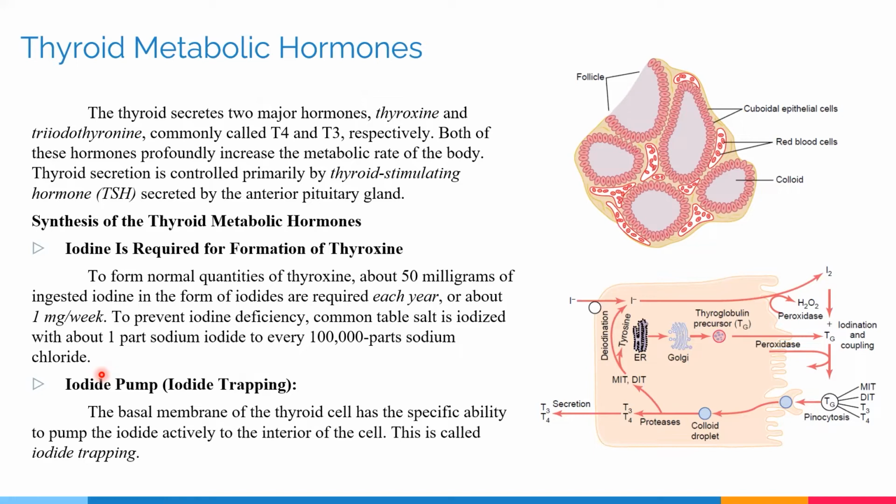The next important step in synthesis of thyroid metabolic hormones is the iodide pump, which is involved in iodide trapping. The basal membrane of the thyroid cell has the specific ability to pump the iodide actively to the interior of the cell. This is called iodide trap.